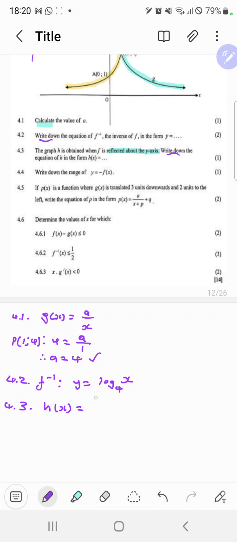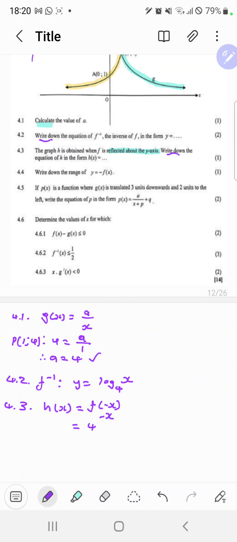h of x is going to be equal to, I'm reflecting the graph of f about the y-axis. So it's going to be the same as f at minus x, basically. That's what this means, which is going to be 4 to the exponent minus x.